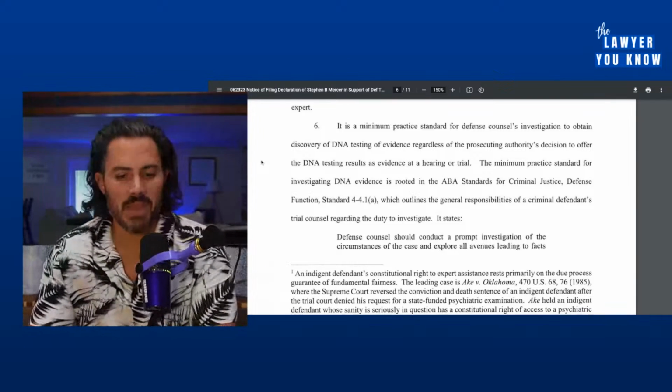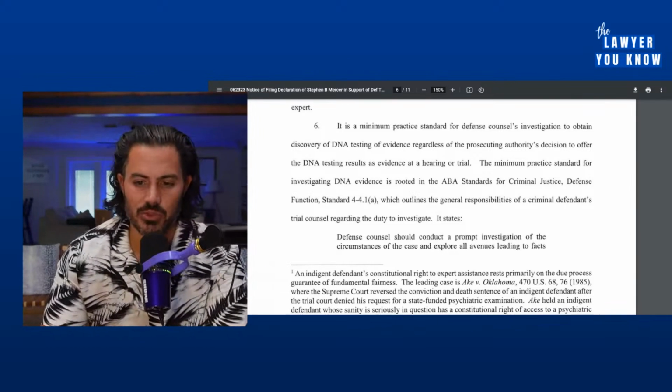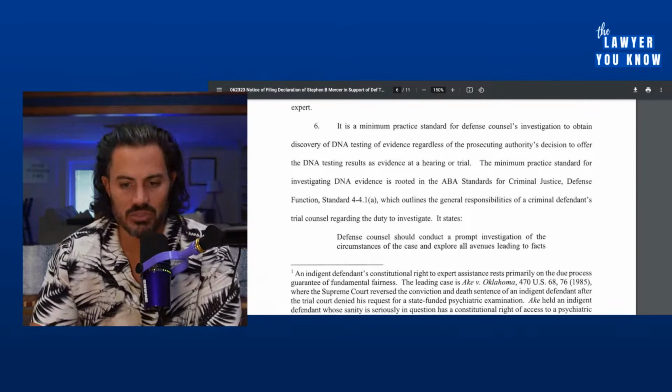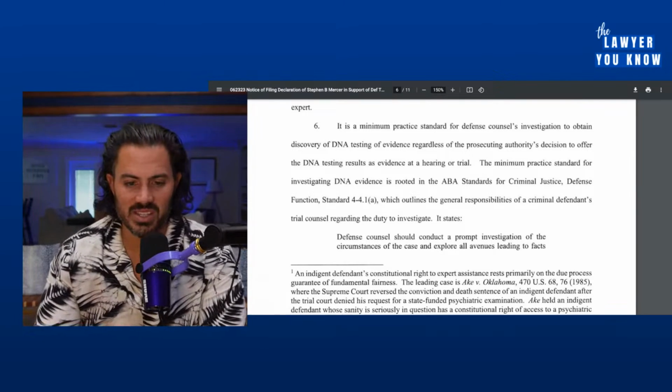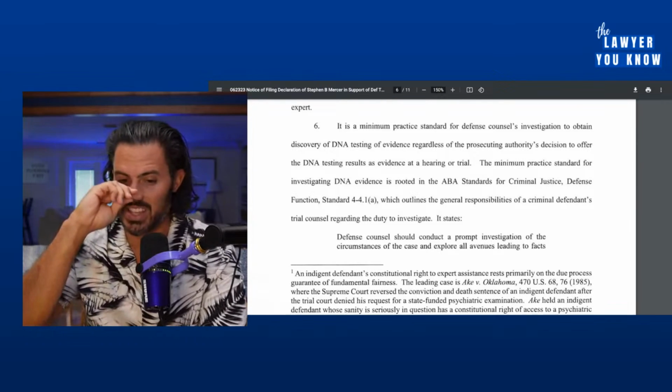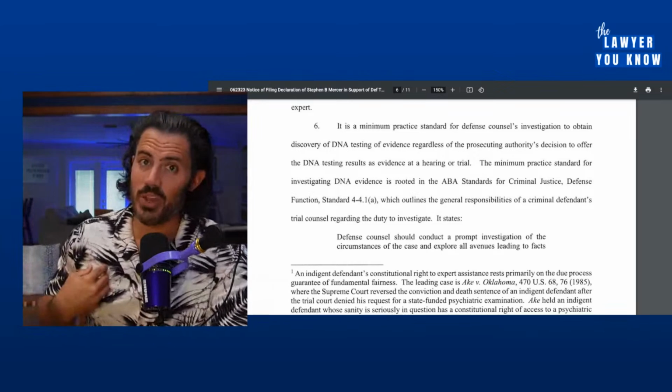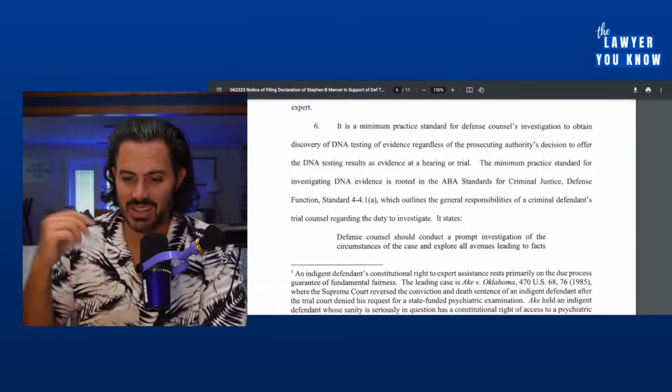It is a minimum practice standard for defense counsel's investigation to obtain discovery of DNA testing of evidence, regardless of the prosecuting authority's decision to offer the DNA testing results as evidence at a hearing or trial. That's obvious. Just because they're not going to use it doesn't mean we don't want to use it, Judge, right? How often do we see that in cases?